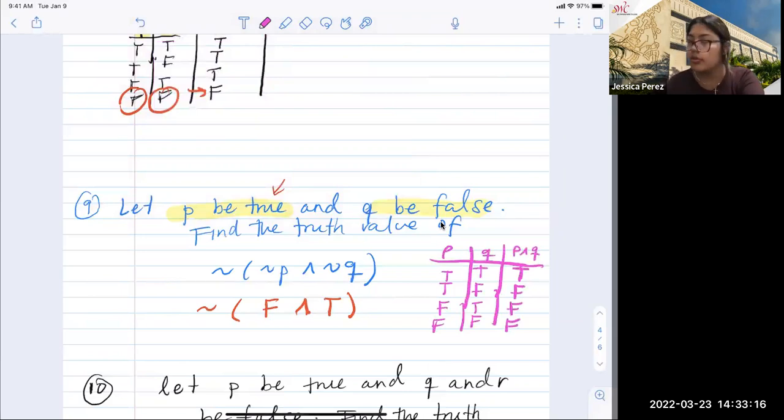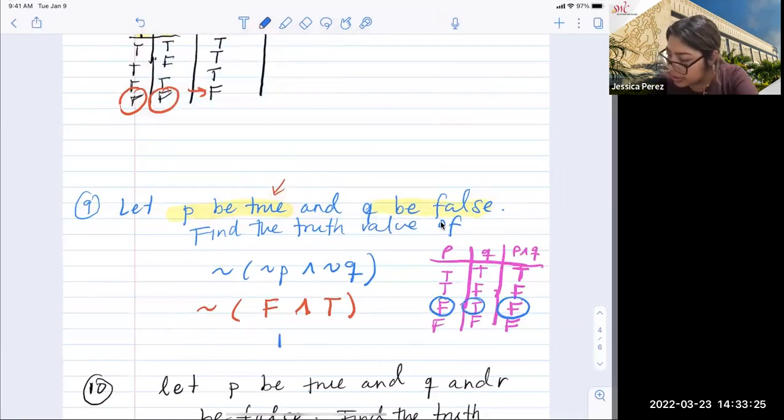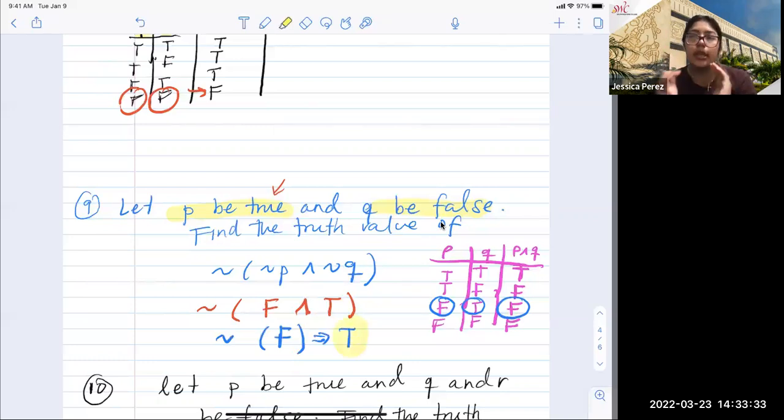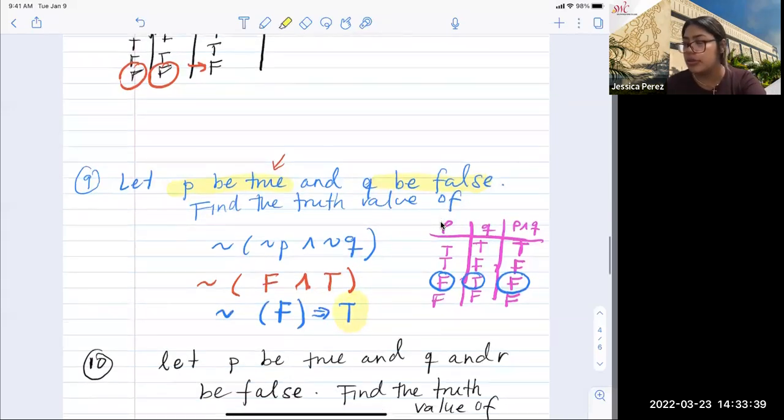You have to know how to do a truth table. So if we have a false and a true, we're going to get a false. So this is a false. But then we're negating it, so it's going to be a true. So we always work from inside out. So very carefully make sure you know how to do your truth tables.